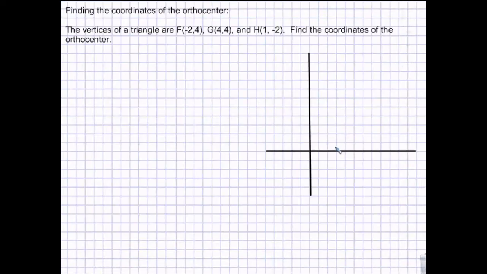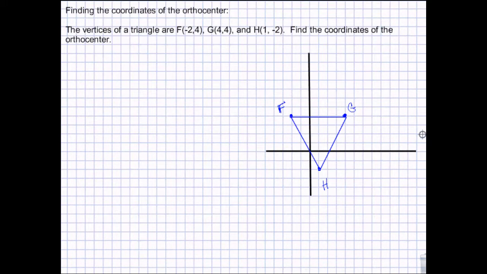Okay, so to find the orthocenter, we're going to do the same thing initially as the centroid. We're going to plot the points. I have -2, 4. 4, 4. And then 1, -2. Okay.